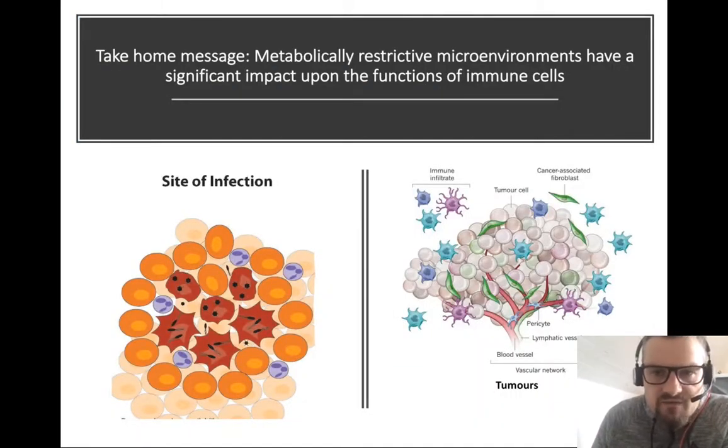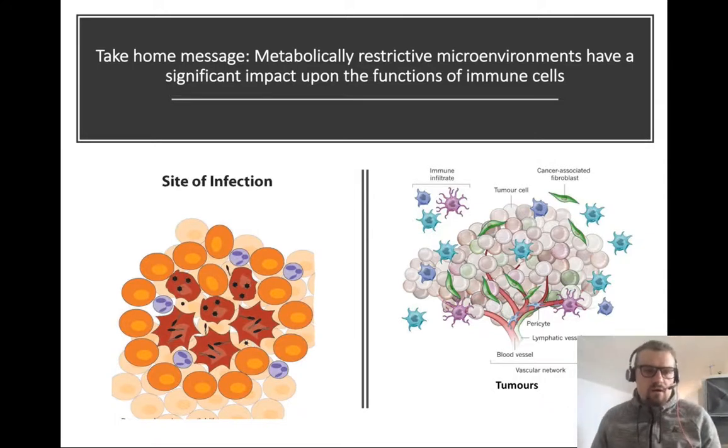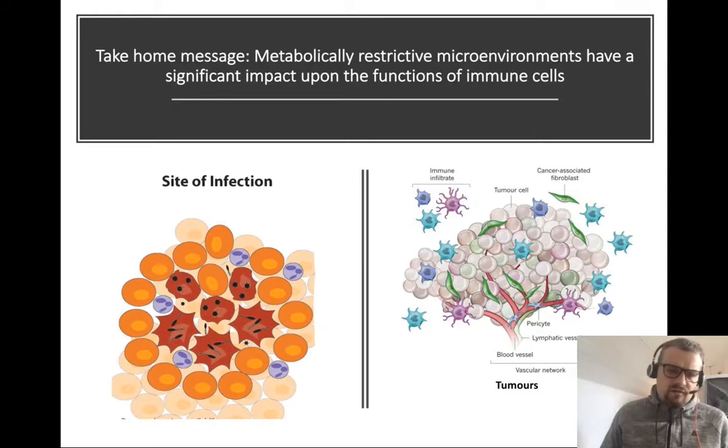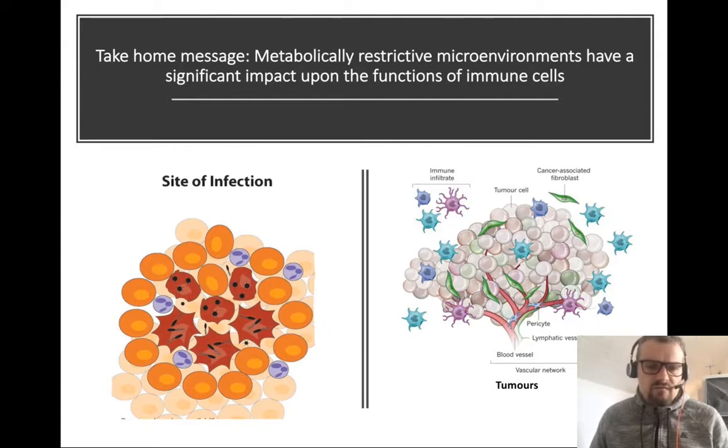Okay, so I think the take-home message from this lecture is that metabolically restrictive microenvironments can have a significant impact upon the functions of immune cells. We focused a bit more on T cells and NK cells in the context of tumors. But I think this is going to be a common theme throughout a wide range of immune cells and different immune microenvironments. The site of infection could also be an important microenvironment where it is difficult to maintain proper immune function over time, and chronic infection could lead to really pronounced immune dysfunction.